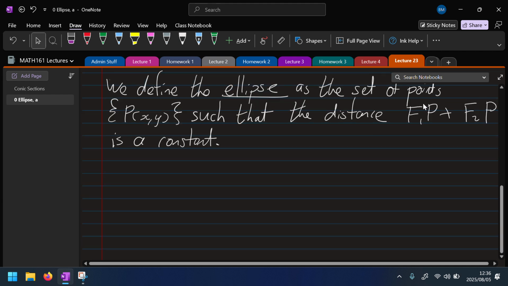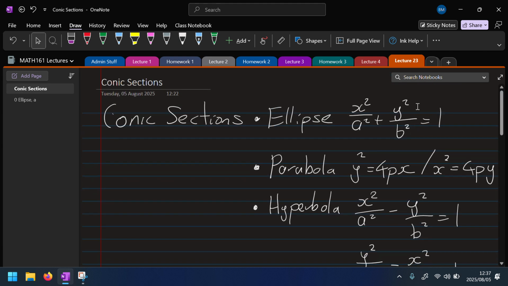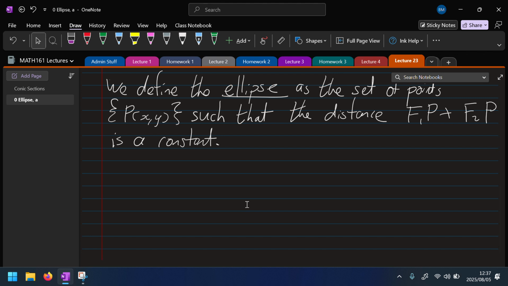Given this constraint here, F1 to P plus P to F2, that is fixed. What we want to do is start with that and end up with this. We're going to end up with that over here. And we're going to do the same for the other two. So let's write out the constraints. It was the distance F1 to P plus the distance F2 to P. This is equal to a constant.